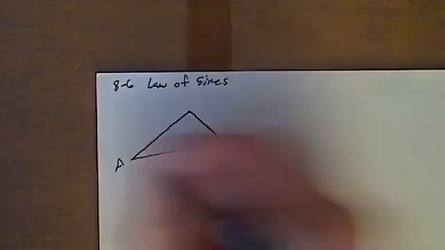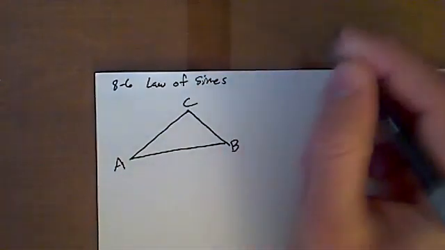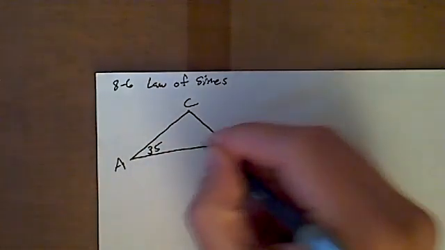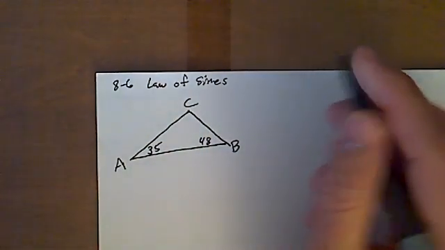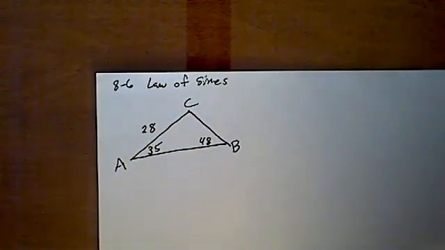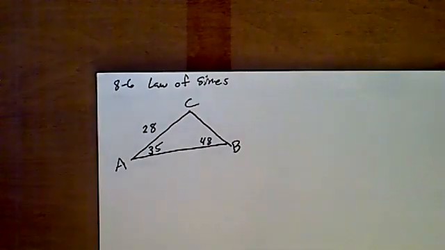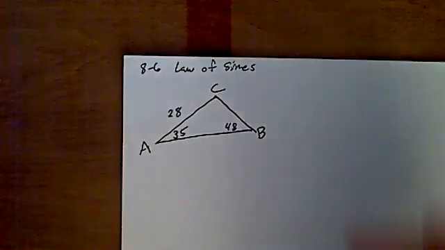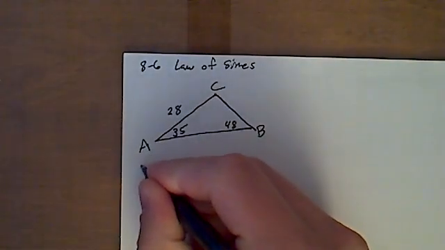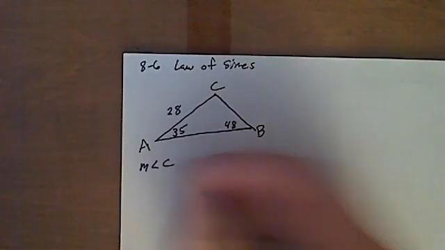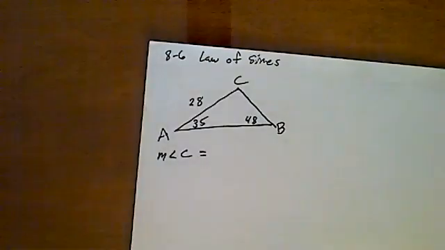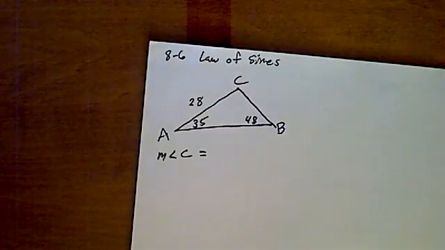So if we have a triangle ABC, and angle A is 35 degrees, angle B is 48 degrees, and AC is 28. The first question you might ask yourself is, what is the measure of angle C? This is hopefully the easy question off of this.